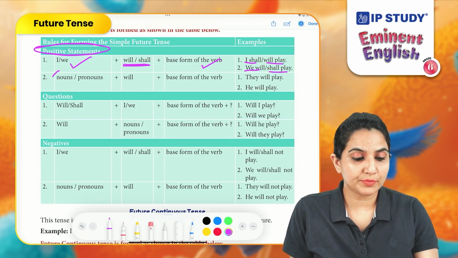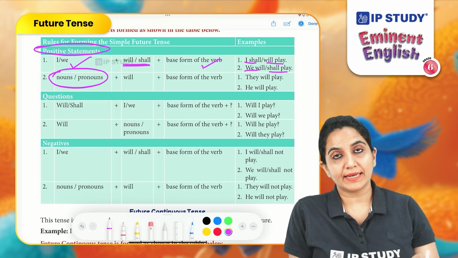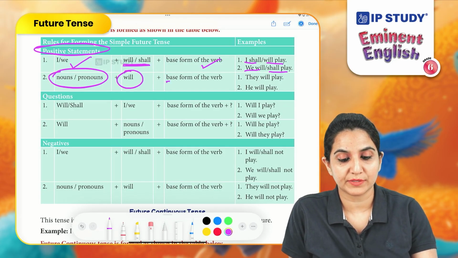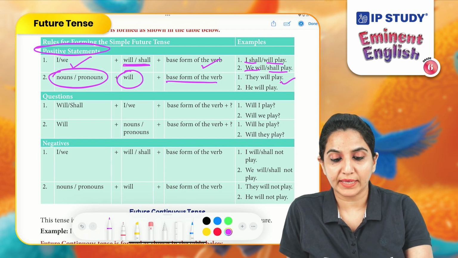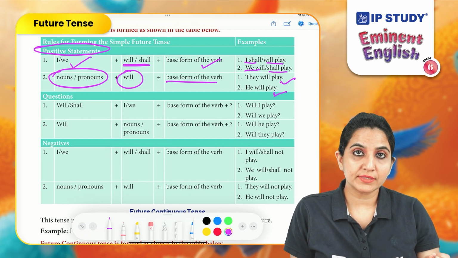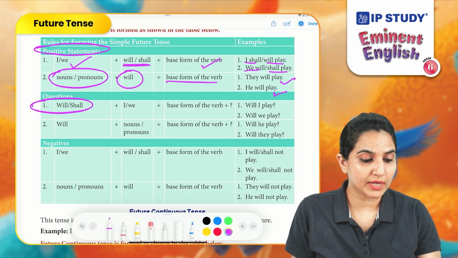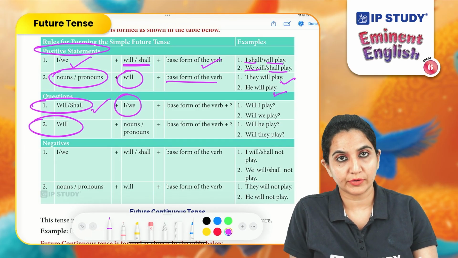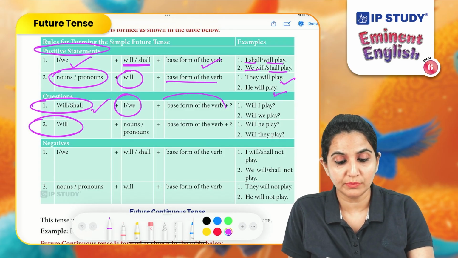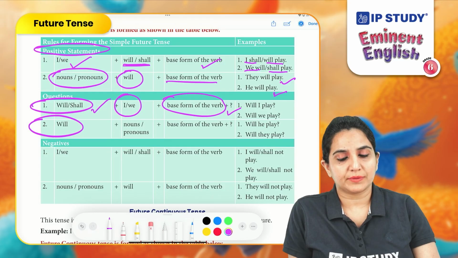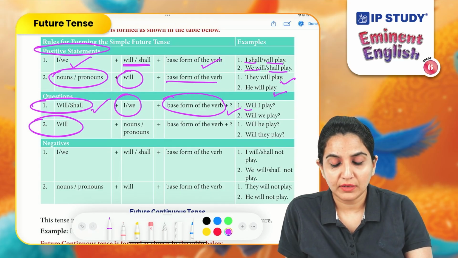With the nouns and pronouns, like for the second and third person, singular and plural, we use will along with the base form of the verb. They will play, he will play. For questions, beginning with shall or will, with shall we use the first person singular and plural along with the base form of the verb. And always remember to put a question mark. For example, will I play?